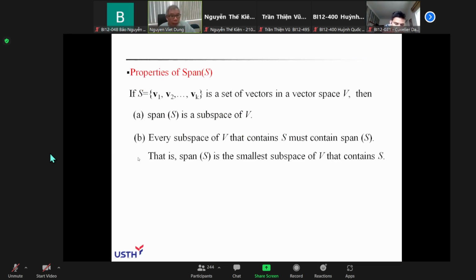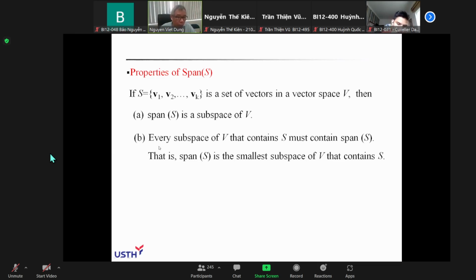Here is some property for span of S. Span of S, we say in Vietnamese là tập sinh bởi S. However, the first property says that span S is always a subspace of V. So in Vietnamese, span S, you can say không gian sinh bởi S, because it is always a subspace of V.